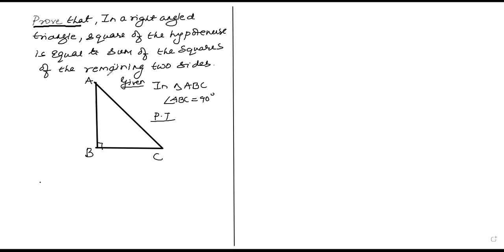आपको क्या प्रूव करना है? आपको प्रूव करना है स्क्वायर ऑफ द हाइपोटेन्यूज, AC इज हाइपोटेन्यूज, मतलब AC स्क्वायर इक्वल sum, मतलब addition of the squares of the remaining two sides। AB और BC remaining two sides हैं, उनके squares का addition, मतलब AB square plus BC square। आपको ये प्रूव करना है, बस इतना दिया। अभी क्या करें बेटा?